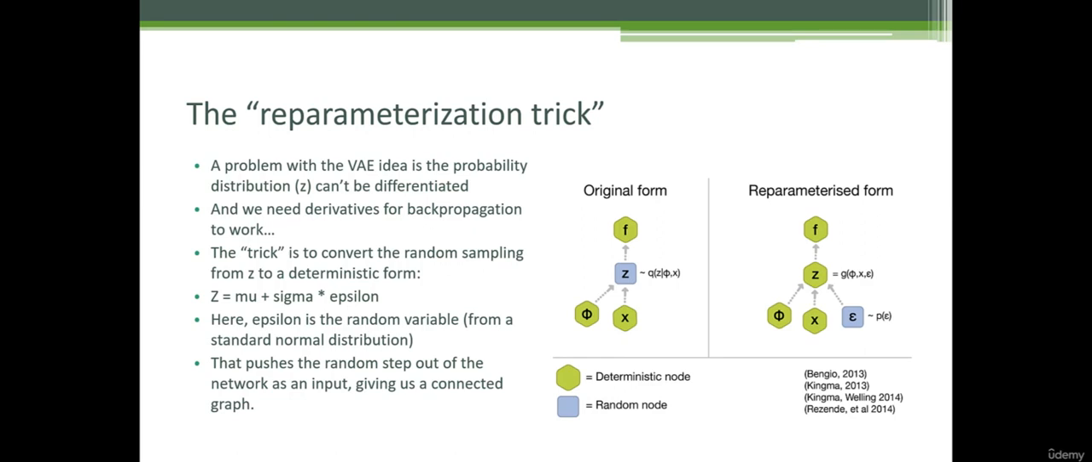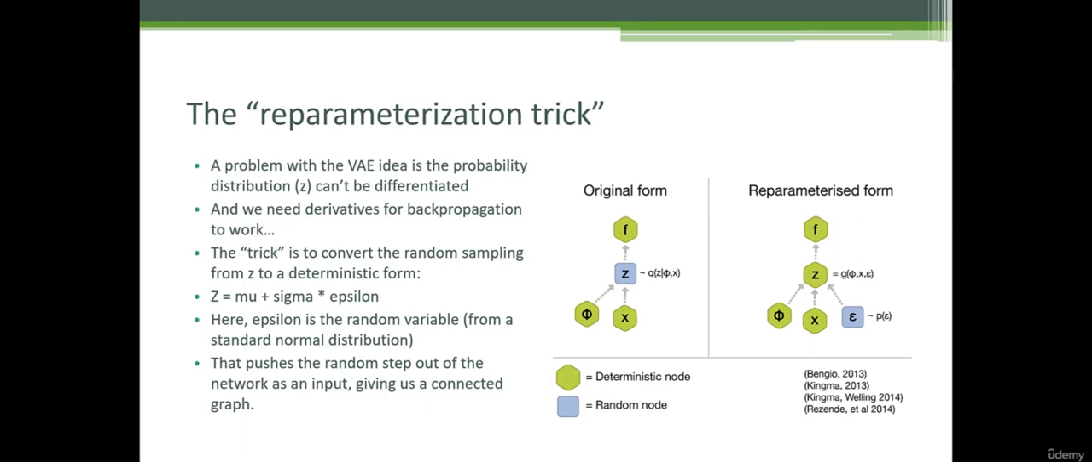So the trick we use to get around that is by converting the random sampling in Z to a deterministic form. So mathematically, we might call that Z equals mu plus sigma times epsilon. The specific Greek letters you use don't matter. We're actually using different ones on the diagram here, but the idea is that we're introducing this new epsilon term, or whatever you want to call it, where the randomness gets moved off to.